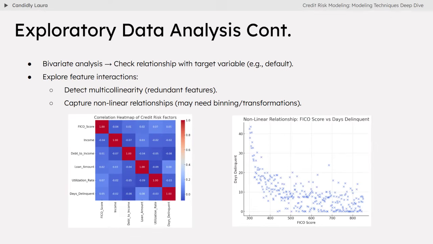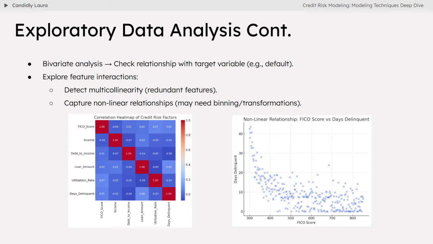Bivariate analysis looks at the relationship between two variables, especially against the target variable, for example, the default flag, in order to see which variables are associated with the target. When each feature is plotted against the target, you'll be able to see potential trends which will help you identify which variables are likely to be predictive. For example, if we find that default rates increase significantly at lower income levels, that tells us income is likely to be an important feature.